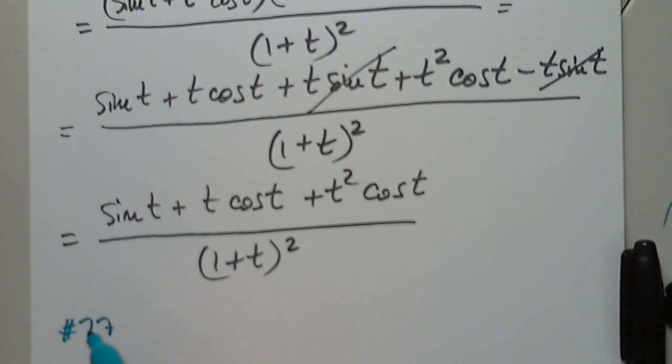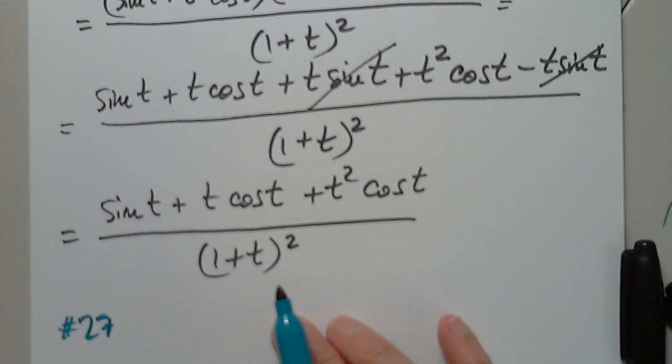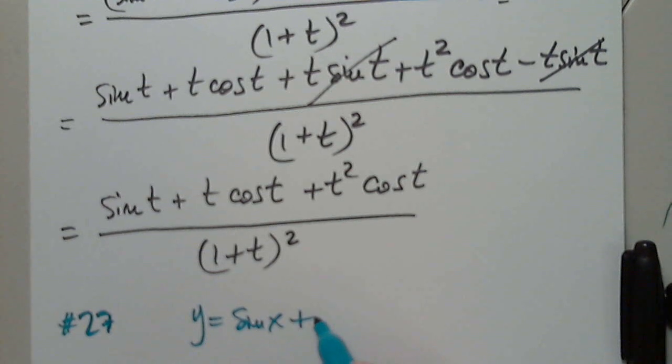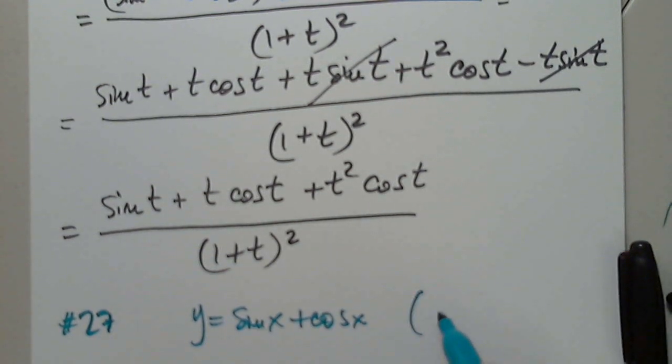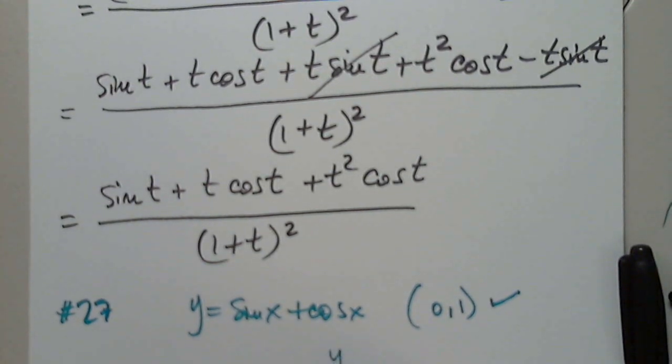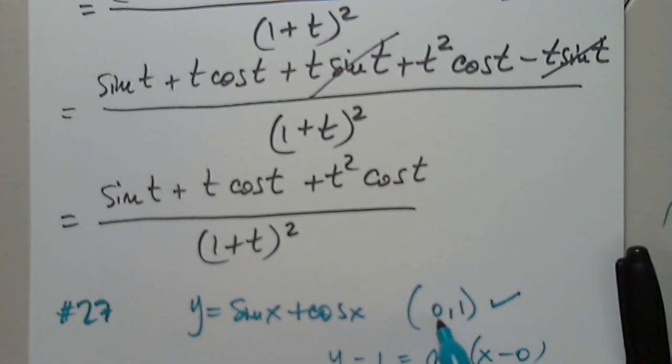27, very good. So for 27, we have y equals sine x plus cosine x. The point given is (0, 1). I always like to look at x equals 0. Yes, this is 0, this is 1, so y is 1. Check. So we know that we have y minus 1 equals the slope times x minus 0, which is y minus y1 equals m times x minus x1. So I need to determine the slope.